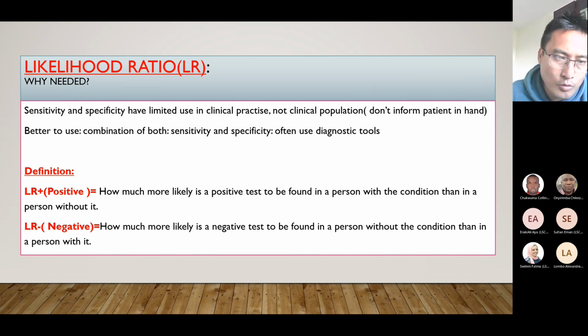So the definition of likelihood ratio is how much more likely a positive test is to be found in the person with the condition than in the person without it. It helps to compare the true positives with persons not having the disease. Similarly, the negative is how likely a negative test is to be found. Just keep that in mind. There are terms called likelihood ratio positive and negative.